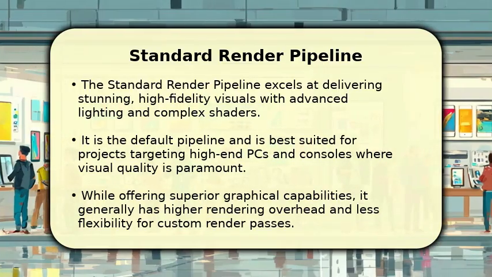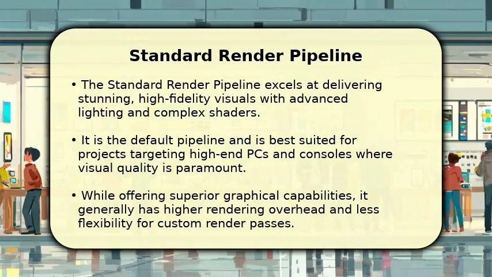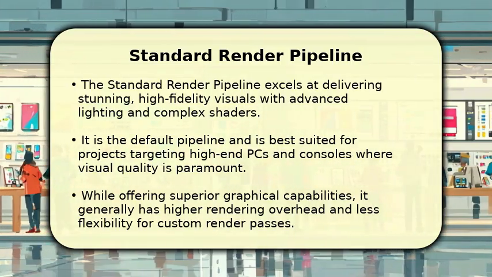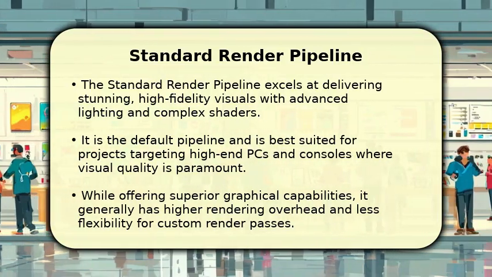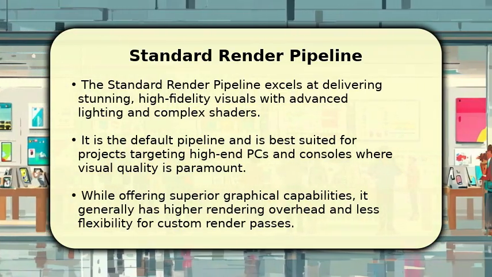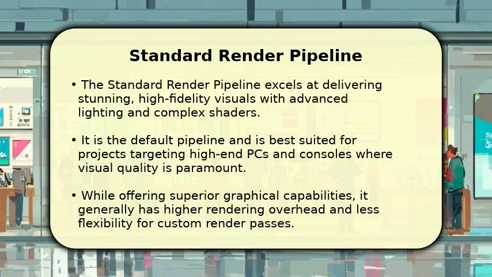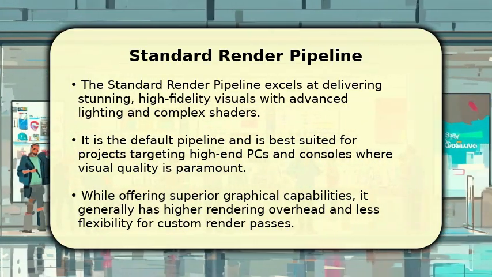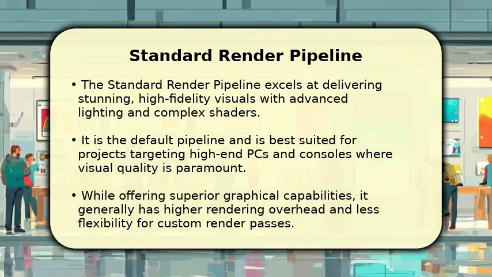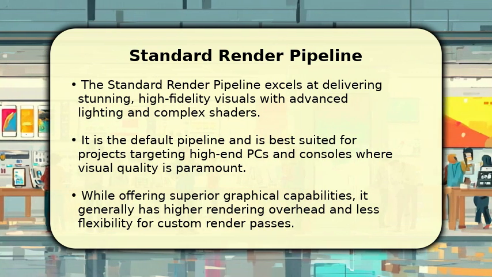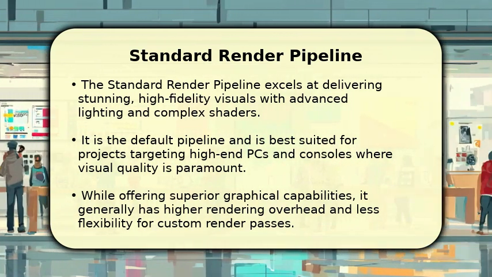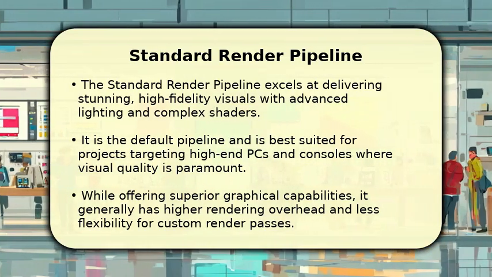Conversely, the standard render pipeline, or built-in render pipeline, is Unity's traditional rendering solution, known for its ability to produce incredibly detailed and visually rich scenes. It's the go-to choice for projects where graphical fidelity is the absolute priority, such as AAA games on powerful desktop computers and modern consoles. While it offers unparalleled visual depth, it typically demands more processing power and provides fewer direct customization points for the rendering loop compared to URP.